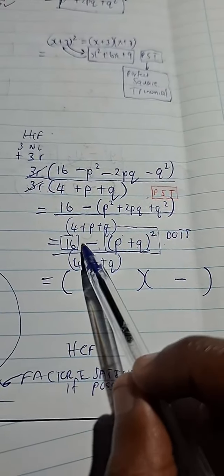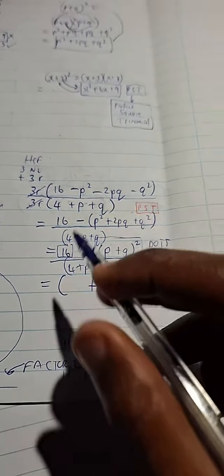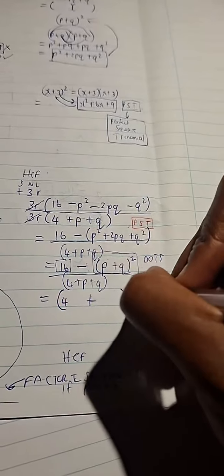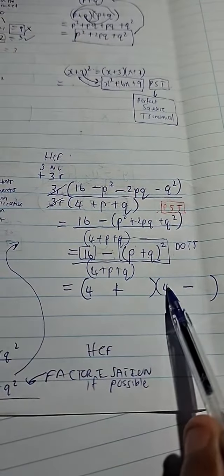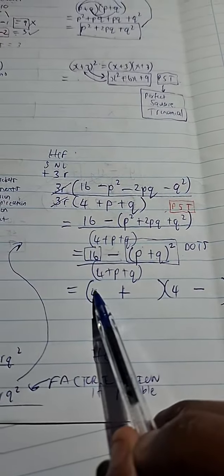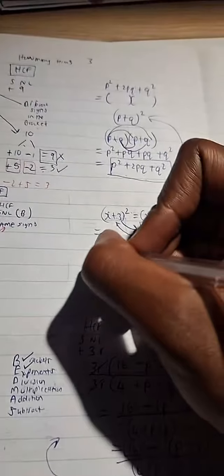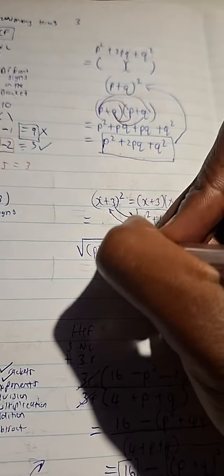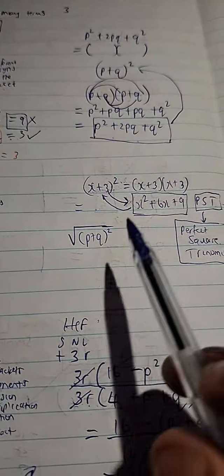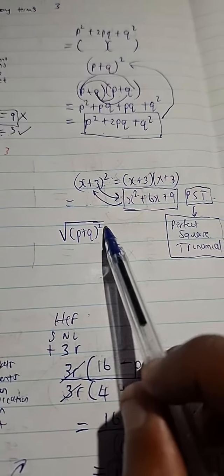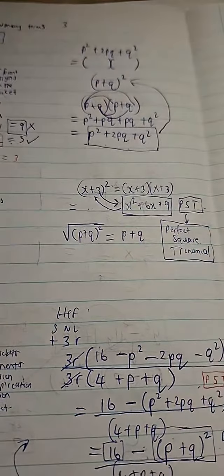Difference of two squares means a difference. When we factorize using a difference of two perfect squares, what's the square root of 16? It is 4. So we can write 4 as the first term of each bracket. Then we move to this here. What is the square root of p plus q the whole thing squared? It should give us p plus q.